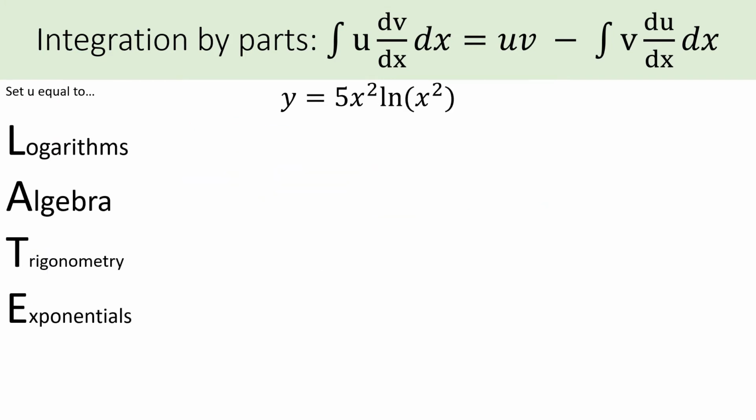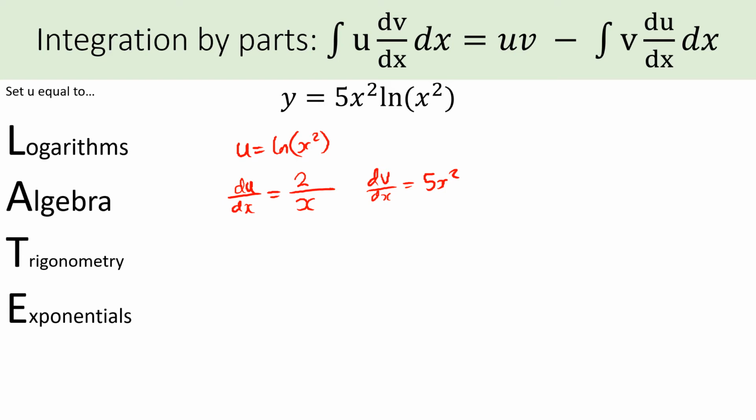Let's look at another example here. We've got algebra and we've got logarithms. So we are going to use the logarithm as our value of u. We are going to say that u is equal to ln of x squared, and dv/dx is equal to 5x squared. We are going to differentiate u, and remember the shortcut for a logarithm is to put the function on the bottom of the log and its differential on top. And that can actually be simplified. So rather than 2x over x squared, we could make that 2 over x.